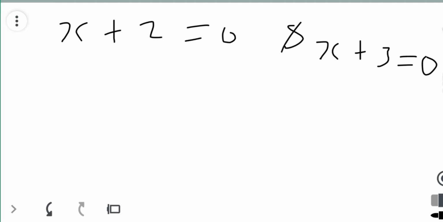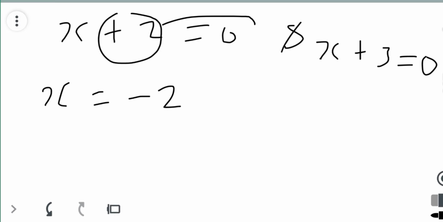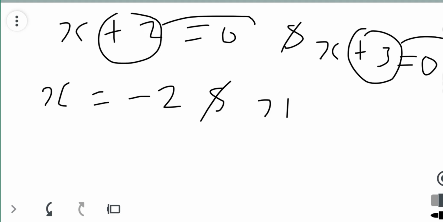So from x plus 2 equals 0, just take your 2 to this side. So that will be x equals minus 2. And as well, we'll take our 3 to this side. So that will give us x equals minus 3. So the first one, x equals minus 2, and as well, x equals minus 3.